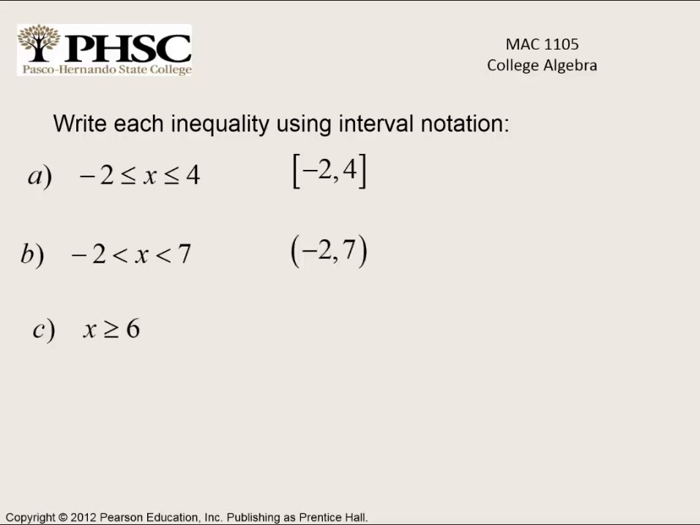The next one is x is greater than or equal to 6. Since it's greater than or equal to 6, we use bracket 6 and then infinity with parentheses. And then the next one is x is less than -3. So then we go ahead and use parentheses for both of those.